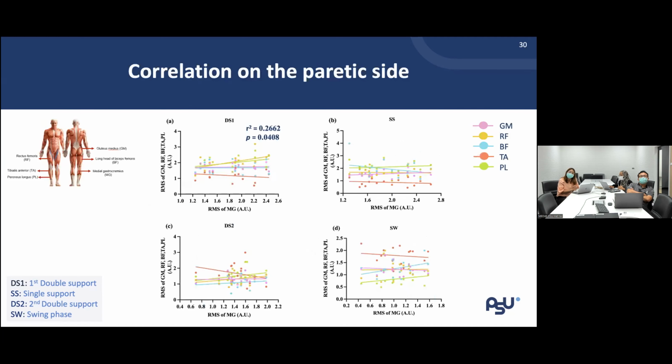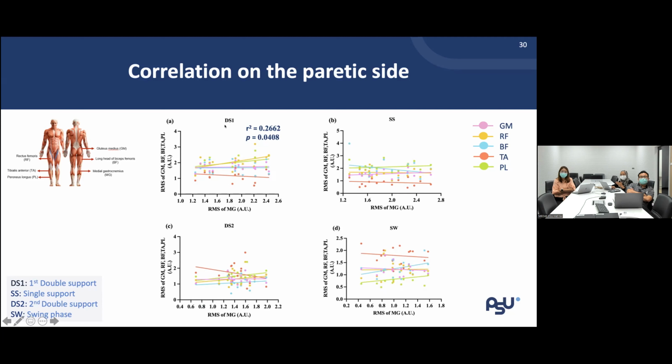So I analyzed the correlation of the gastrocnemius with the other muscles that I recorded. I recorded 6 muscles, so I want to know the correlation between the medial gastrocnemius and the other 5 muscles. I analyzed each side, this is from the paretic side, and I analyzed each subphase of the gait cycle as well.